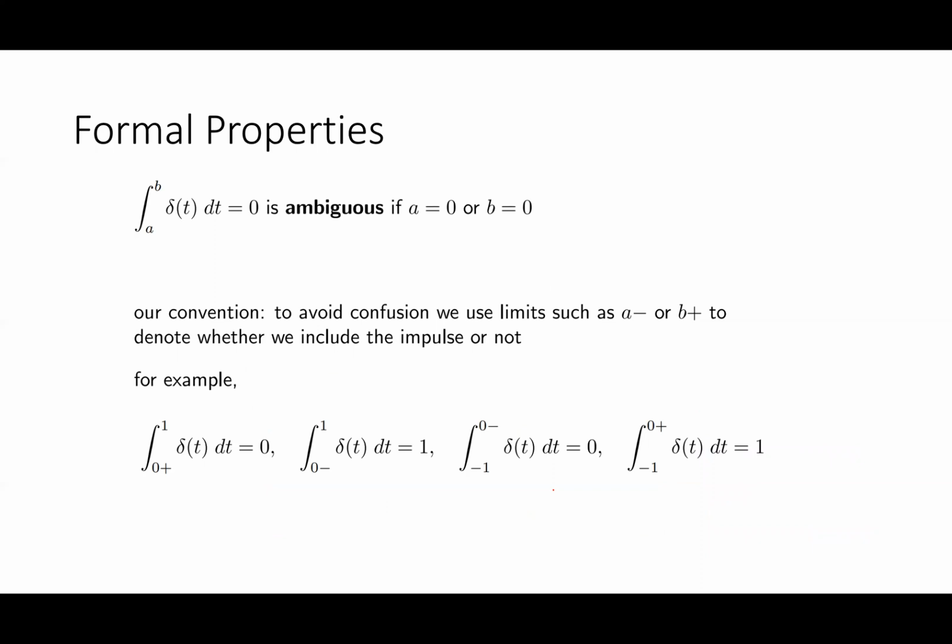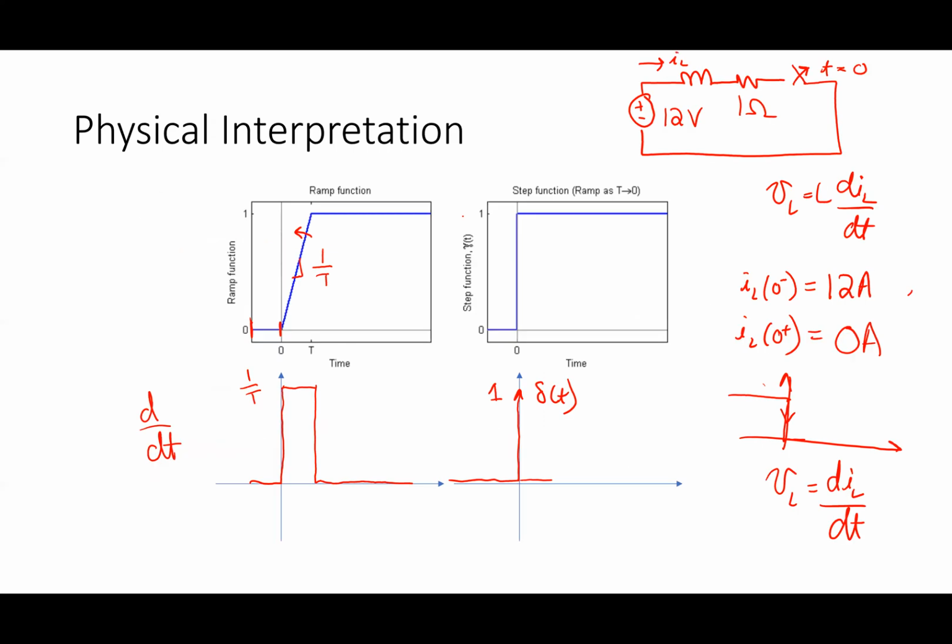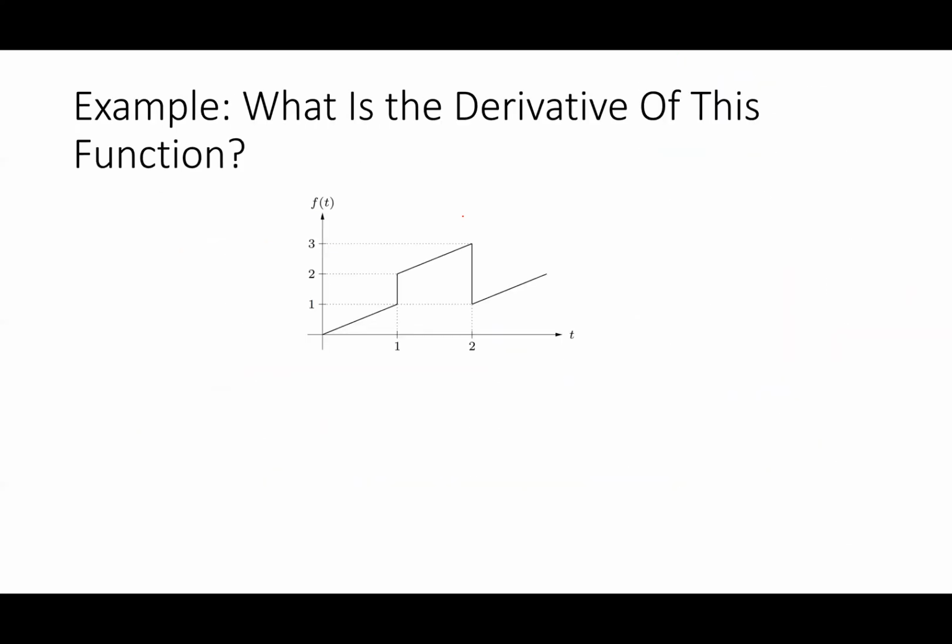Now the thing that I also point out is that this is ambiguous if either of the boundaries I have is 0. In other words, if I do this from 0 plus to 1, that's a better way of saying this. I really shouldn't ever include a boundary that is exactly equal to 0, because it's not clear what the value of that function is going to be. It's roughly infinite at those points.